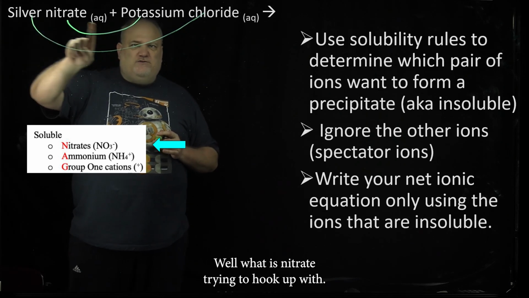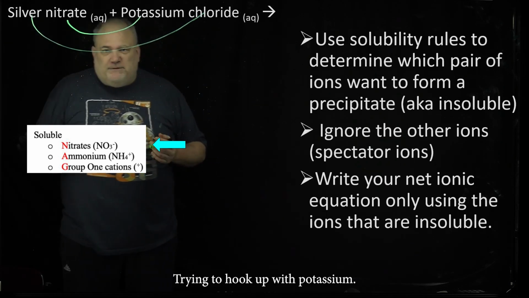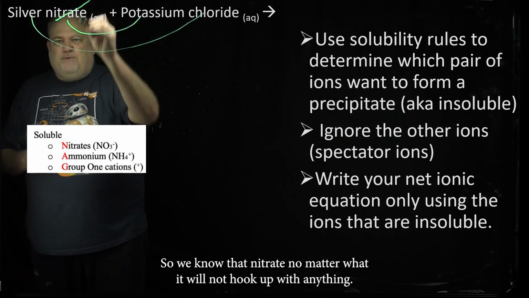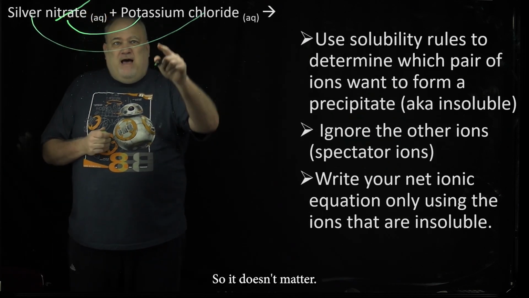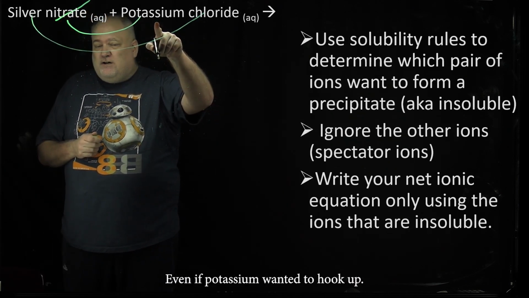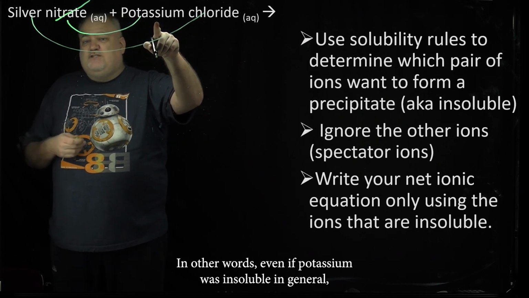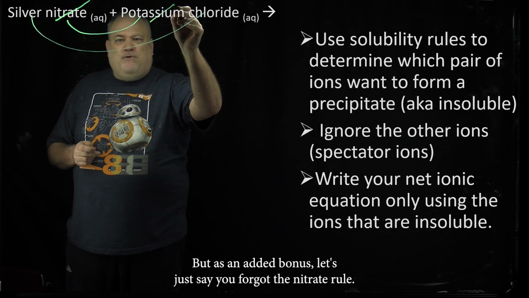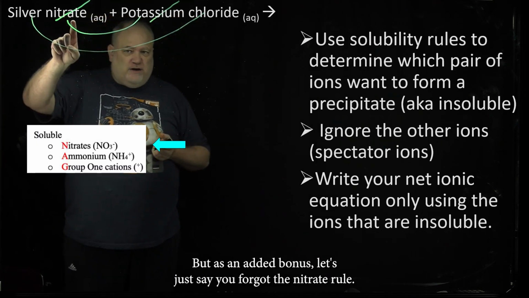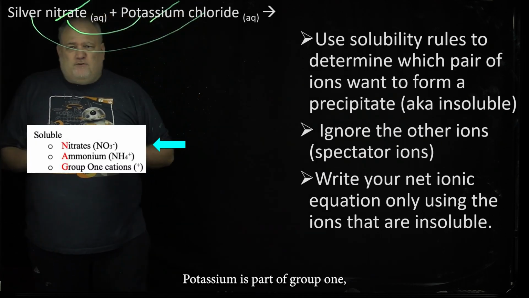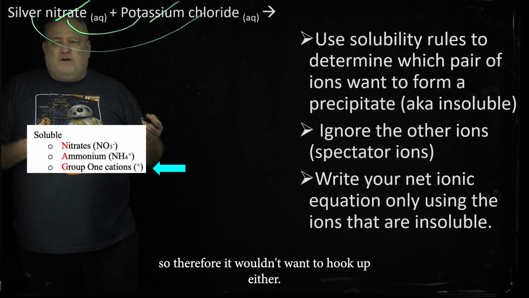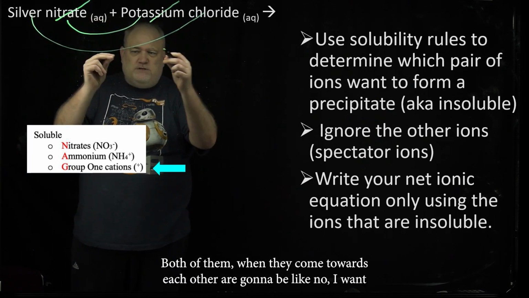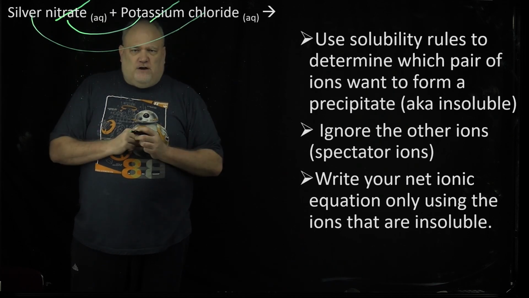Well, what is nitrate trying to hook up with? It's trying to hook up with potassium. So we know that nitrate, no matter what, will not hook up with anything. So it doesn't matter, even if potassium was insoluble in general, it's not going to be able to hook up. But as an added bonus, let's just say you forgot the nitrate rule. Potassium is part of group 1, so therefore it wouldn't want to hook up either. So it's kind of a double whammy. Both of them, when they come towards each other, are going to be like, no, I want to be soluble.